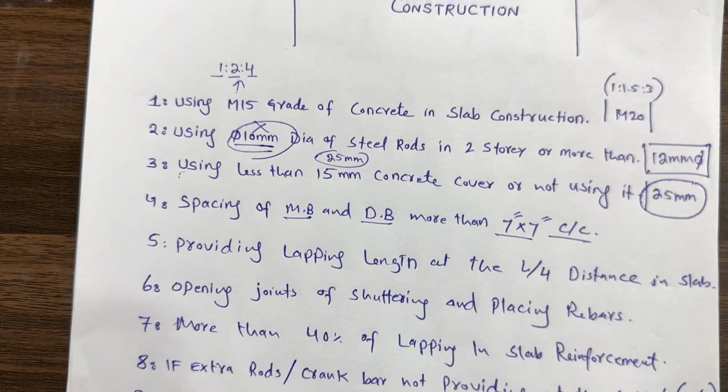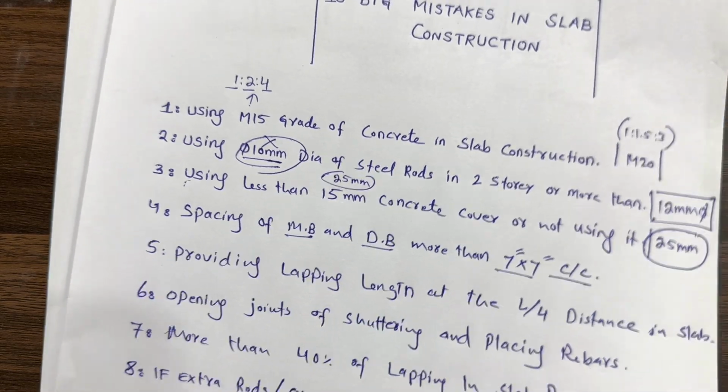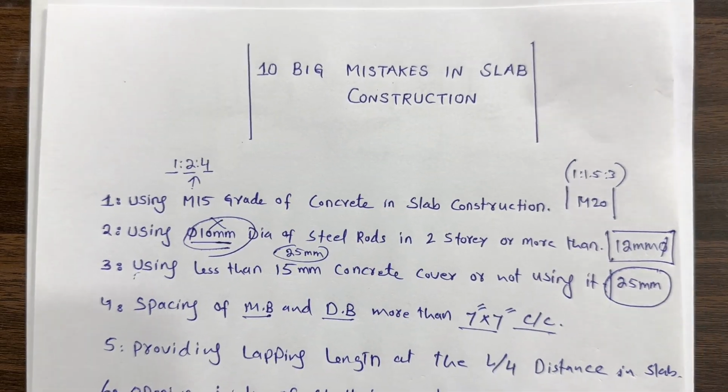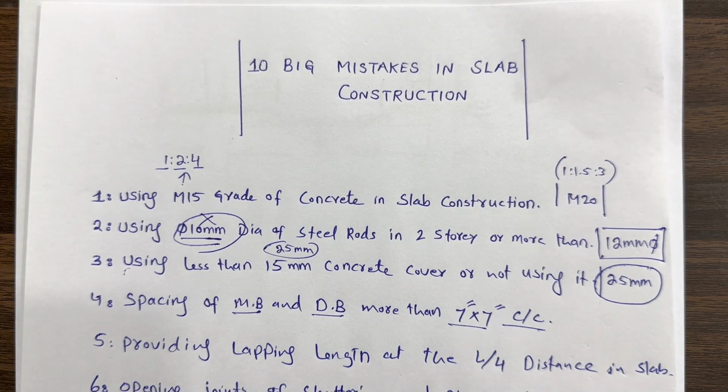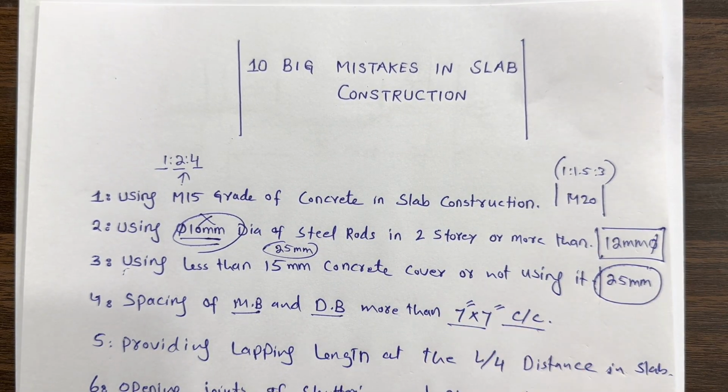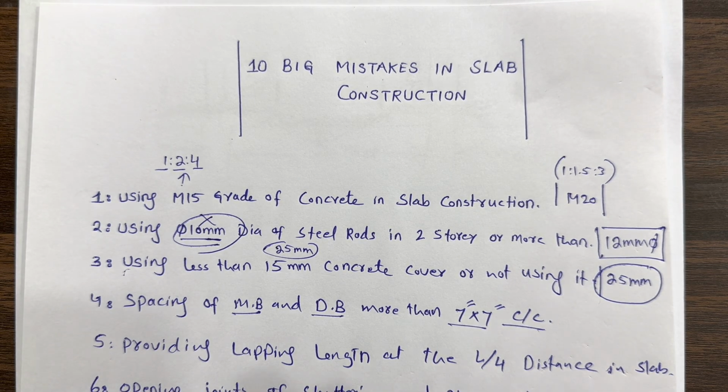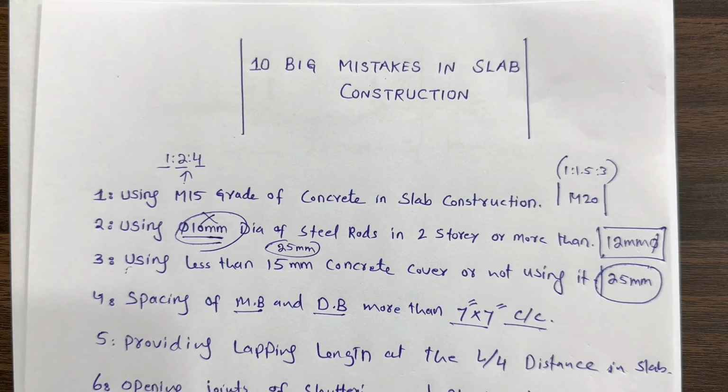So guys, these are some important technical terms, and the basic 10 big mistakes which people are doing nowadays. They are repeating them, especially the contractors on the construction side. So you should know about these points which I've discussed in front of you. You should avoid these things, then you will be on the safe side.